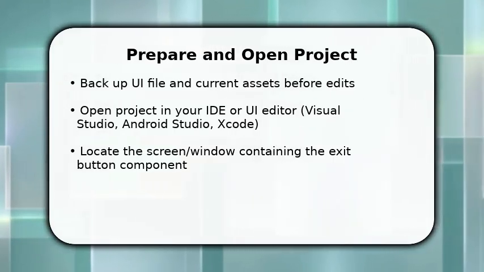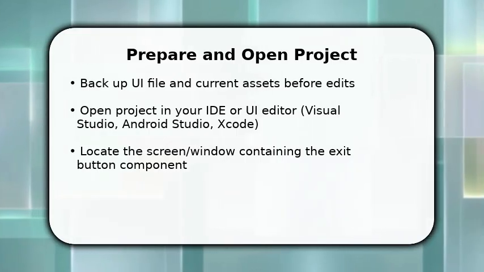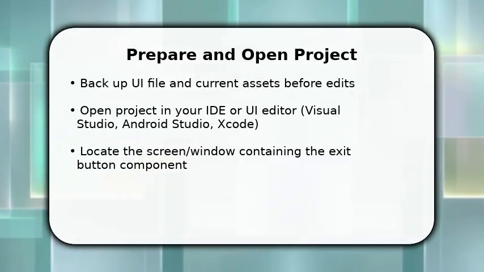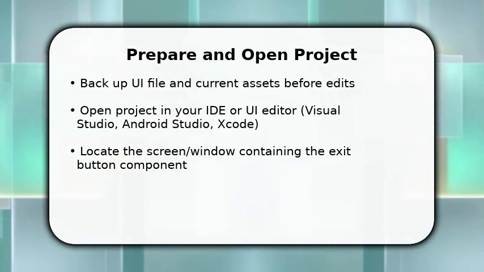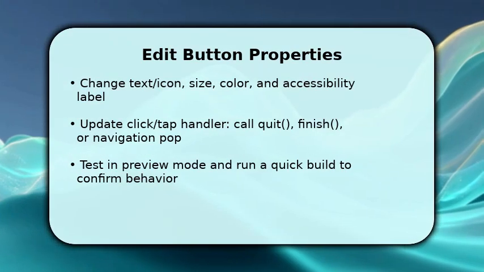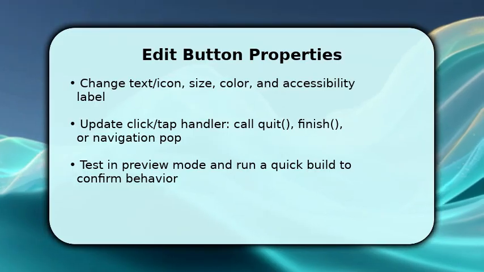Make sure you have design and code views available so you can change both label and behavior. You now edit the button's visible properties, replace the label or icon, adjust size and color, and add a clear accessibility label for screen readers.